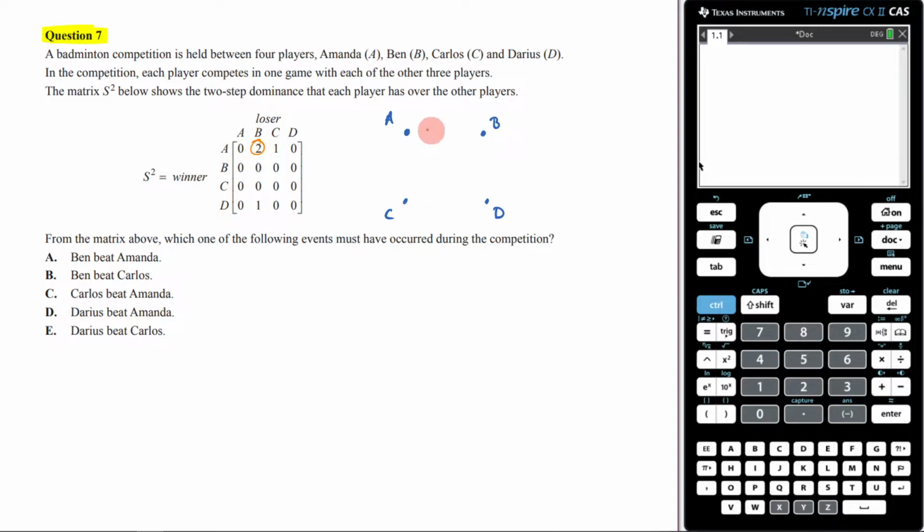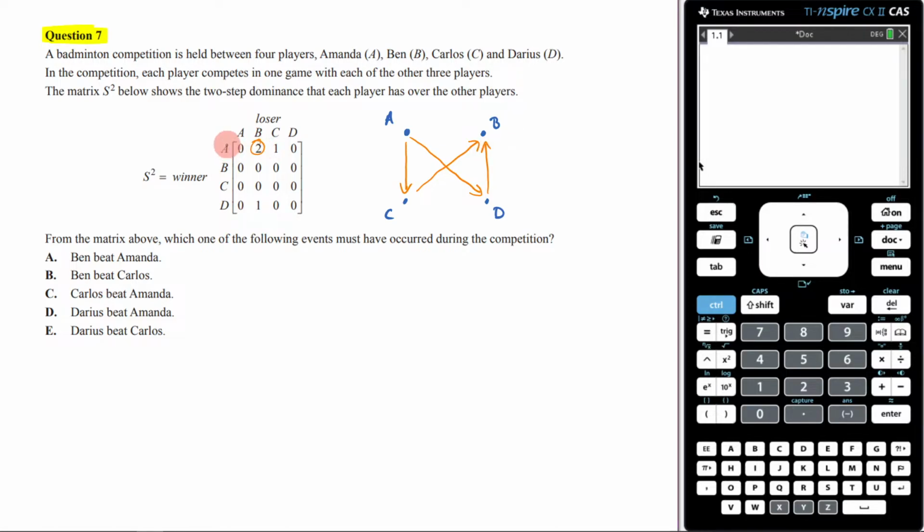Well, there are only 4 people here. So that means that A must have beaten C, who beat B, and A must have beaten D, who beat B. That's the only way that can happen. So we can immediately fill all of that in just on that 2 right there. And that's where you have to start.